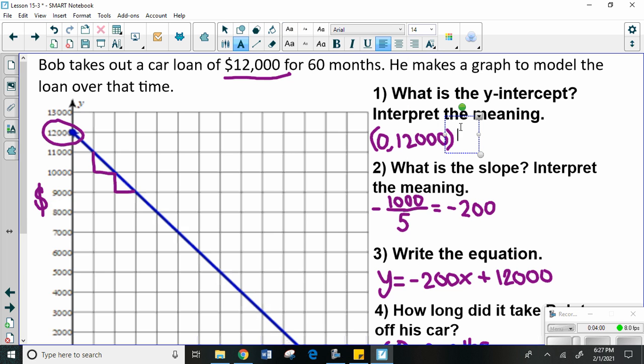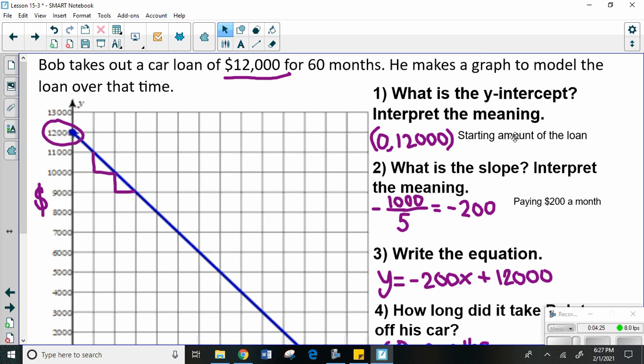And then I can just type in here, this was the starting amount of the loan. And he is paying $200 a month on the loan. So hopefully this will help you with some of your homework questions and with your quiz.